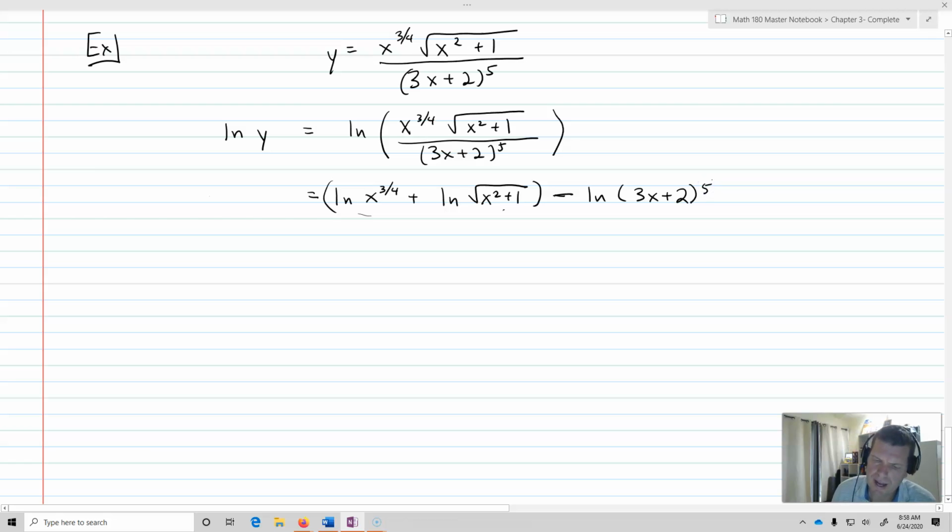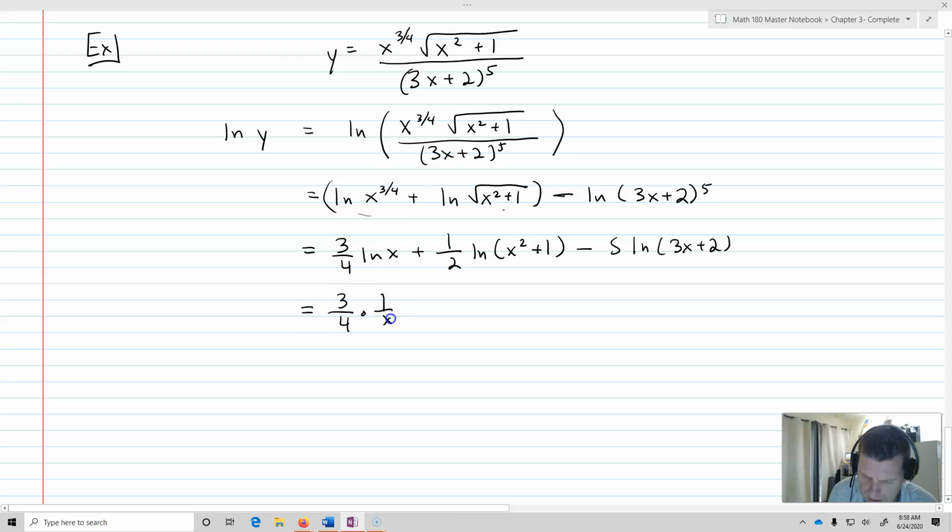Okay? Now we can actually further simplify this. This is going to be 3/4 ln of x plus 1/2 ln of x squared plus 1 minus 5 ln of 3x plus 2. Okay? Now we've got some rules that we can utilize here that make this a lot easier. This is going to be 3/4 times 1 over x.